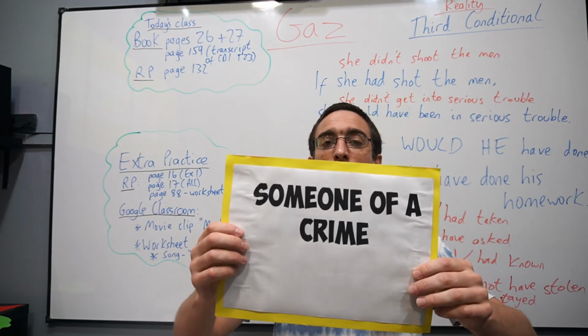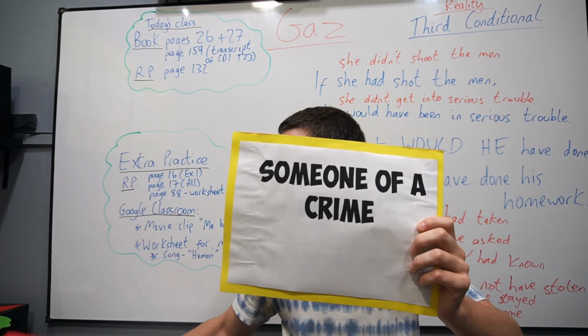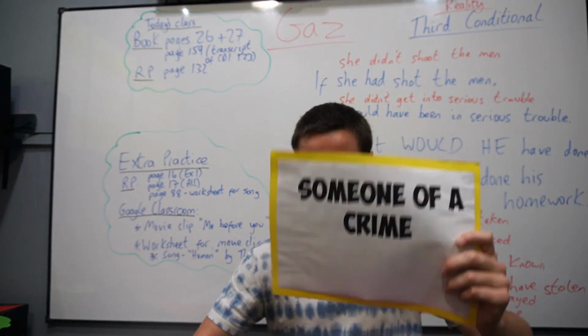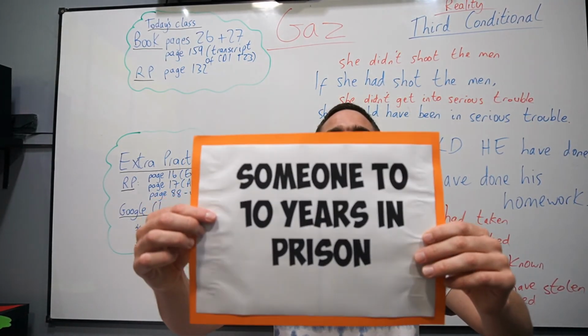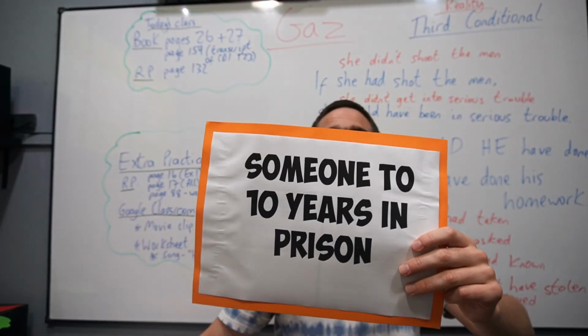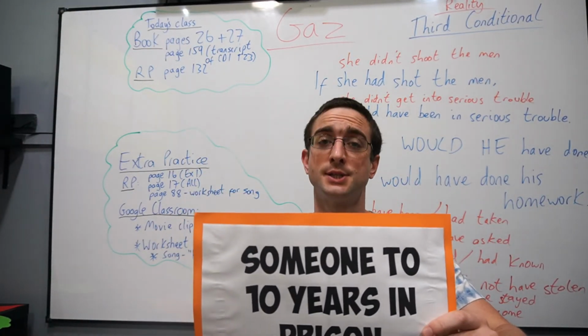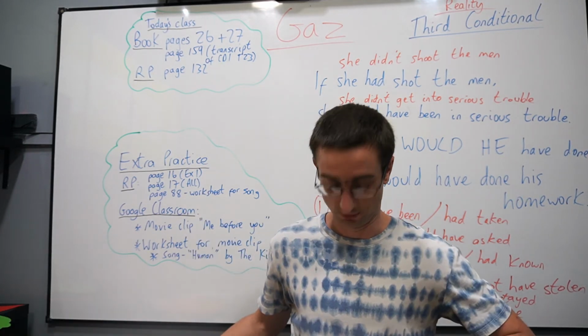Ooh. Someone of a crime. Someone of a crime. Let's see. We'll do someone to 10 years in prison. What was that one? Sentence. Sentence someone to 10 years in prison. That's serious.